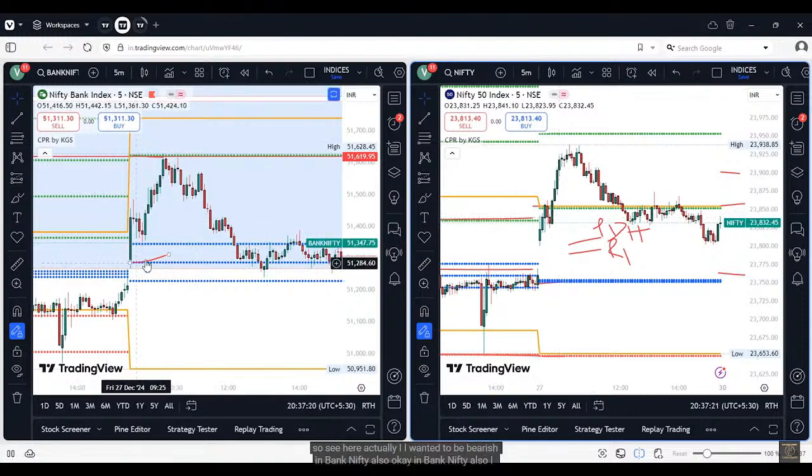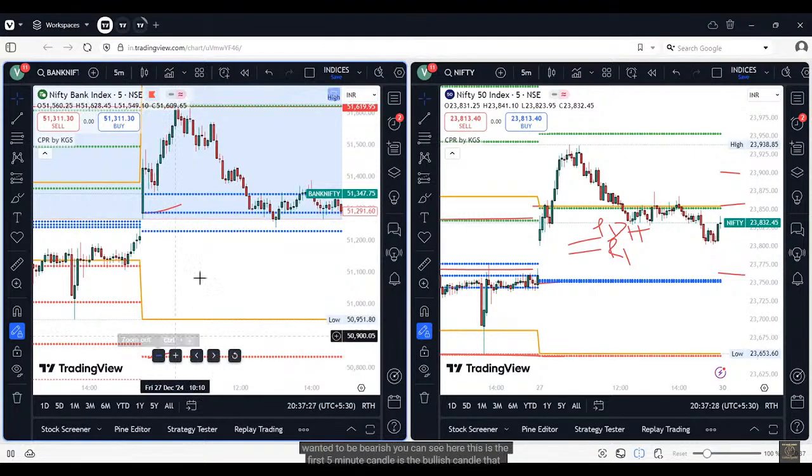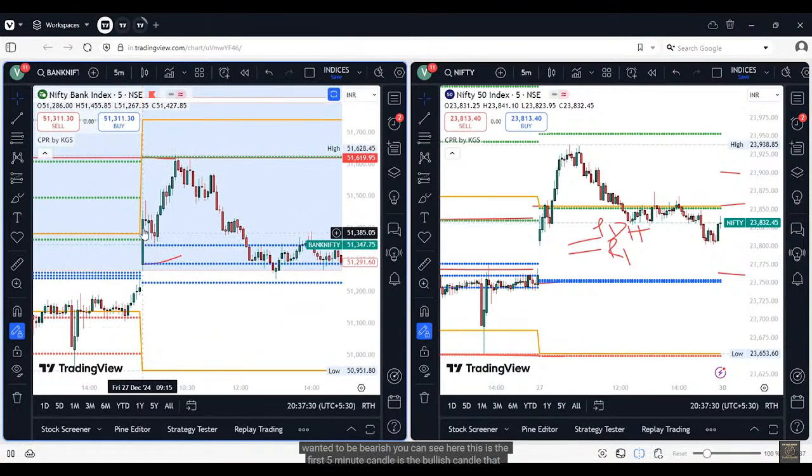So see here, actually I wanted to be bearish in Bank Nifty also. You can see here, the first 5-minute candle is the bullish candle, that too taking place from our highly profitable trade location, which is opposite to us. We wanted to be bearish, we are expecting a bearish candle, but contrary to that, it is a 5-minute bullish candle. So what we have to do in this situation?